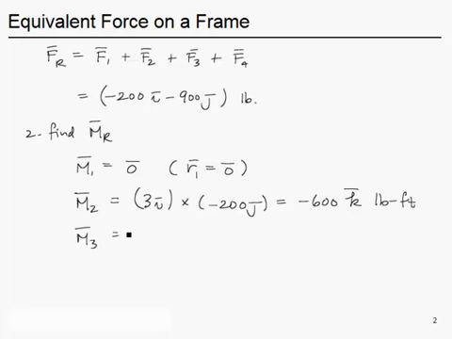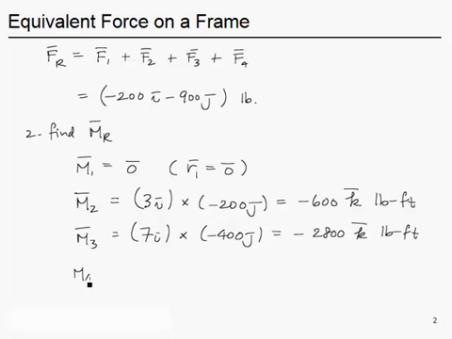M3, we've got an r of 7 in the i direction. That's going to be crossed with minus 400 in the j direction, so we just get minus 2800 in the k direction, again units of pound-feet.